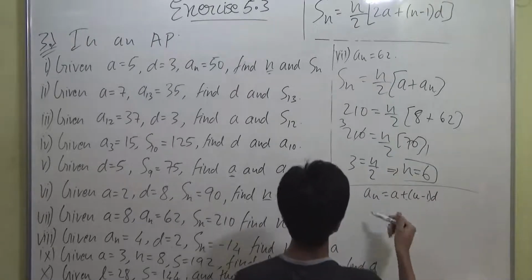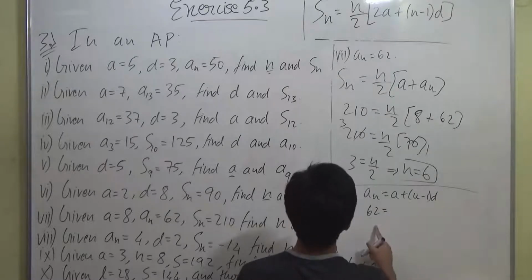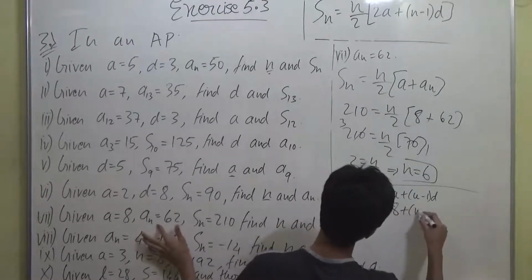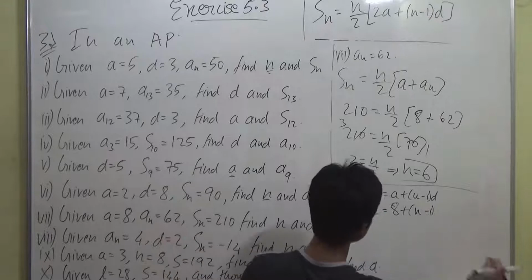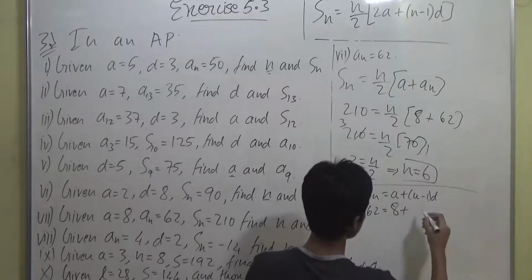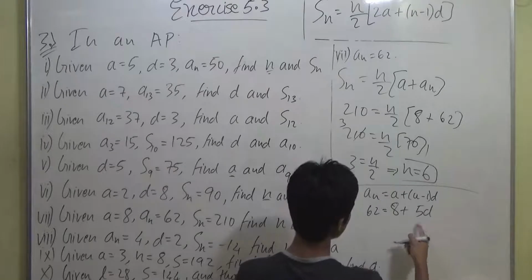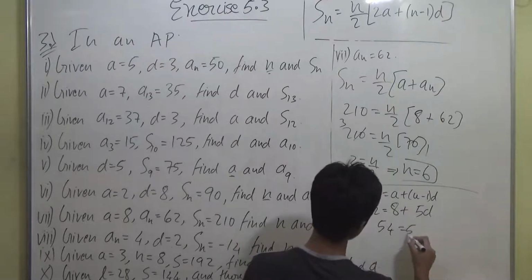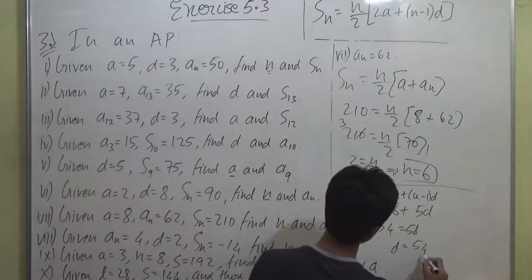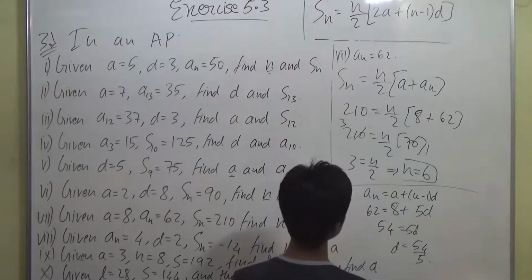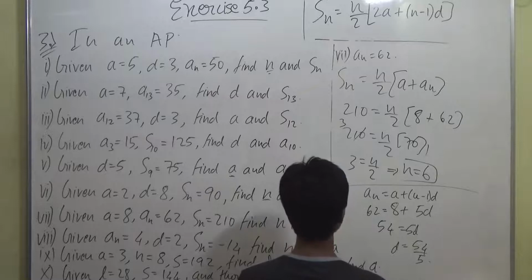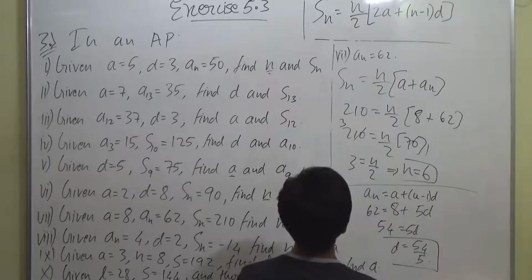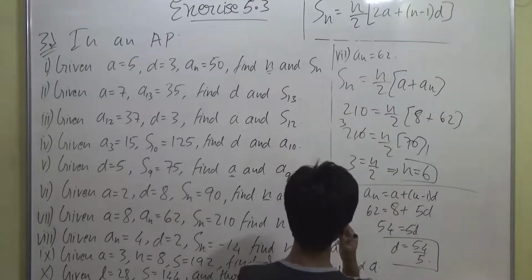Applying this formula, a of n will be equal to 62, equal to a, which is 8, plus (n minus 1). So n is 6, so you can write it as 6 minus 1, as 5d. Now we have to find the value of d. So this will become equal to 62 minus 8. 62 minus 8 is 54, equal to 5d, which means that d equals 54 by 5. Correct? Yeah guys, so the value of d is 54 by 5. This is your answer. Am I correct or not?